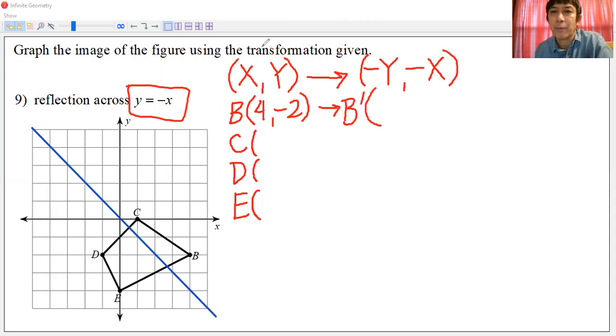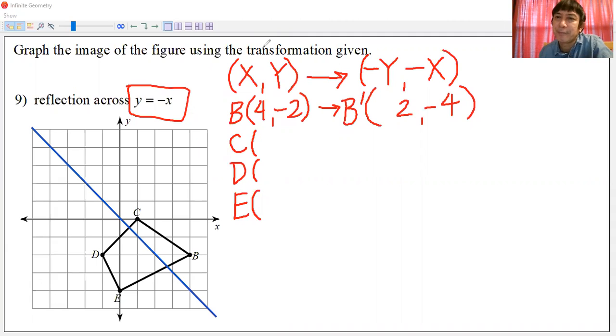Now remember, you're going to interchange and then reverse the signs. So if you interchange the X and Y, that means this will become -2, and this will become 4. When you reverse the signs, this -2 becomes positive. And this 4 will become negative. Notice that you interchange and then reverse the signs.